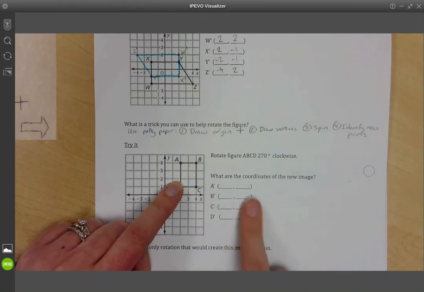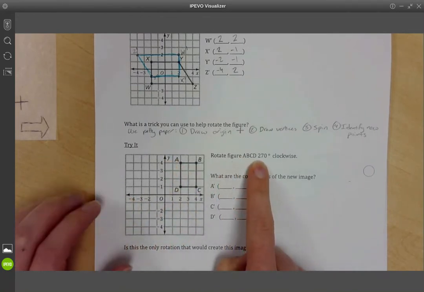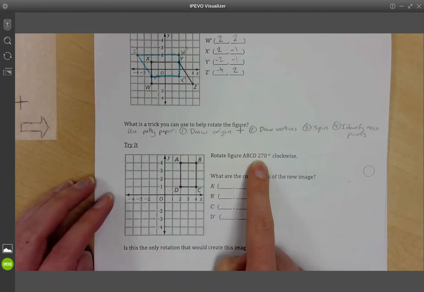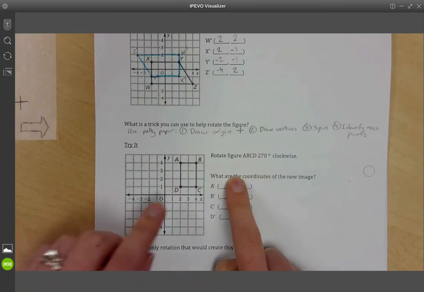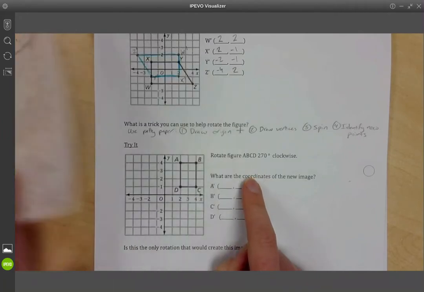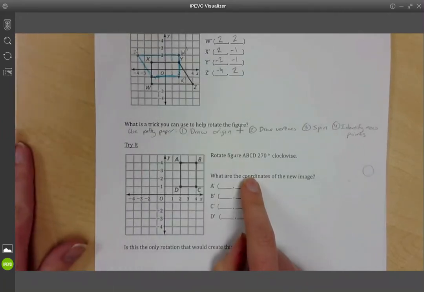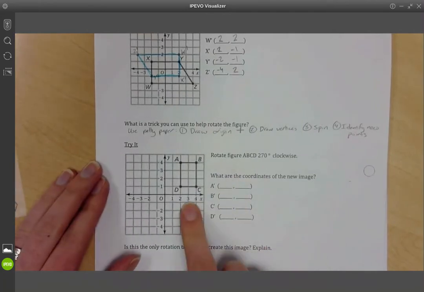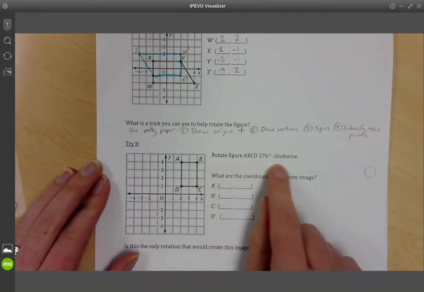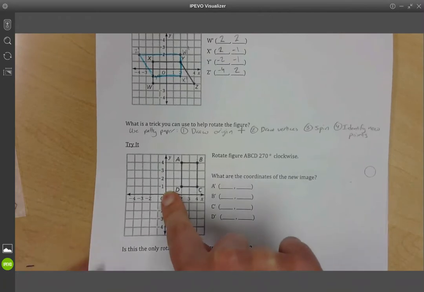where it says try it. It says rotate figure ABCD, that's this rectangle here, 270 degrees clockwise. What are the new coordinates? So we can use our patty paper and we can do that. But I want to show you another way, if I don't have patty paper, that I can figure out where these coordinates belong. So if I'm doing 270 clockwise, that's 3/4 turns.